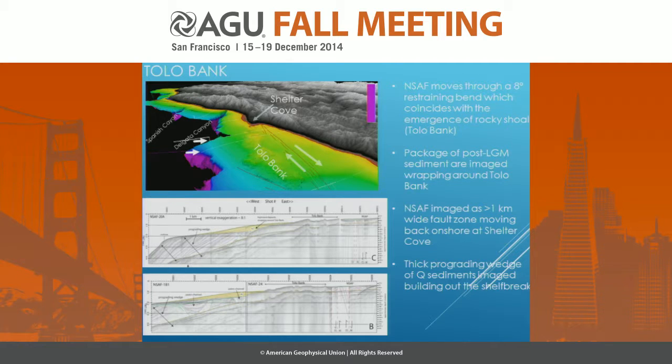We also see sediment packages warping around Tolo Bank on top of a thick prograding wedge here to the west, defining the shelf break on the western side, with very thick Holocene deposits, over 20 or 30 meters in sections. We also still see a well-defined San Andreas fault zone on the eastern side of these.